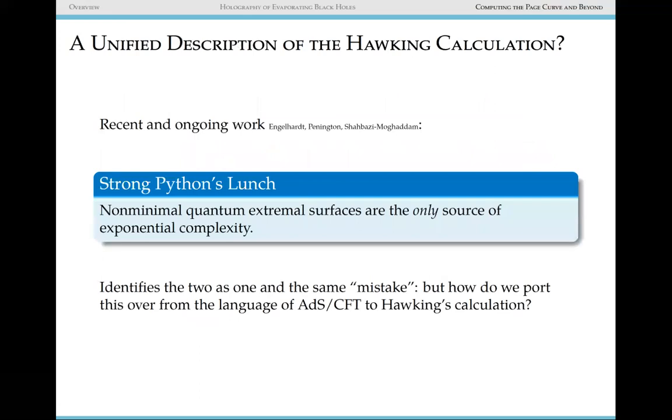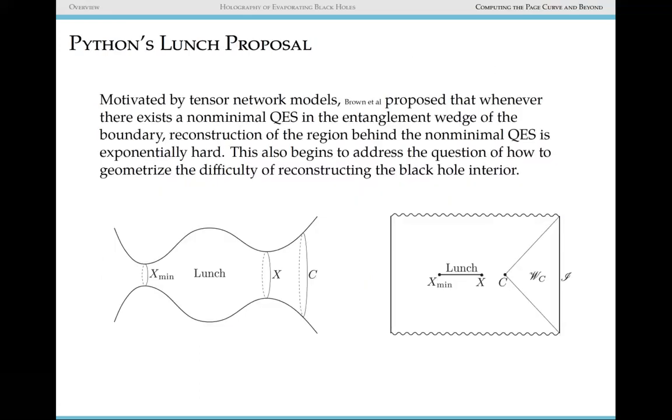Now, we actually have to go a little bit further, I should say. The Python's lunch proposal essentially said, whenever you have one of these non-minimal ones, the reconstruction is exponentially hard, but actually we want the other direction as well. We want to have both. We want to know that if and only if decoding is exponentially hard, will you have one of these. That will allow us to identify Hawking's calculation with both the non-minimal saddle and with an ignorance over high complexity operations which are necessary for the decoding of the black hole interior.